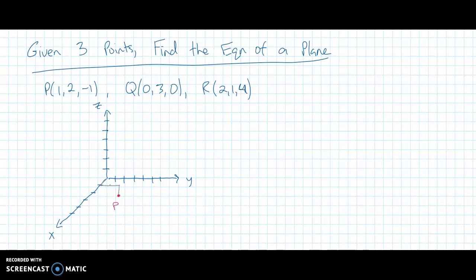Now I'm going to do the same thing for the other two. So Q is 0, 3, 0. That's actually not that bad because I just go out 3 units on the y-axis there, and I'll do a little right, so you can see that. So that is Q. And then R is 2, 1, 4.